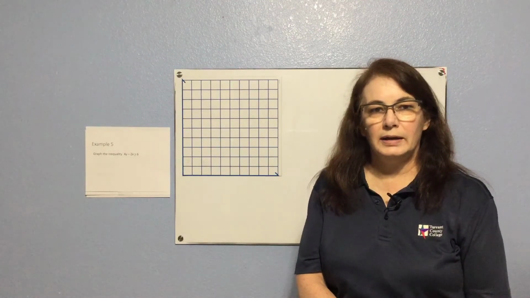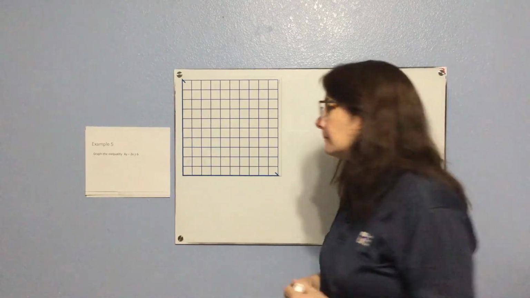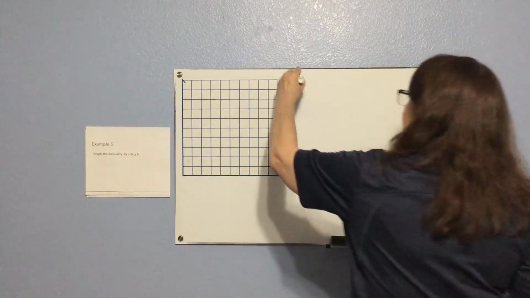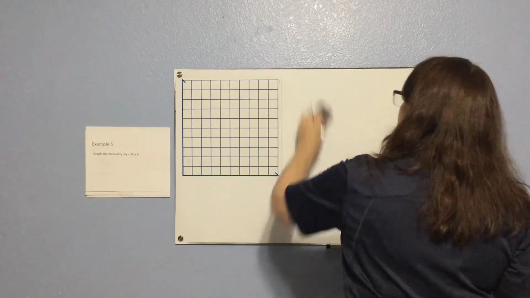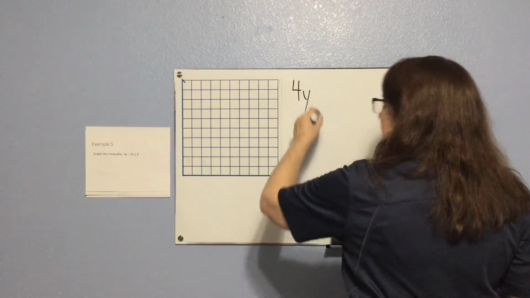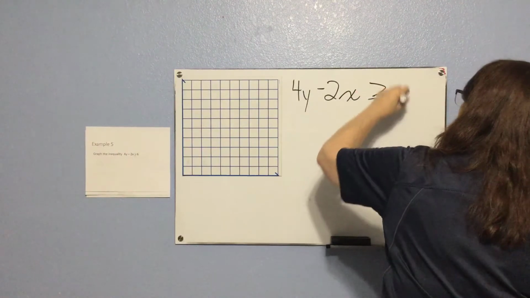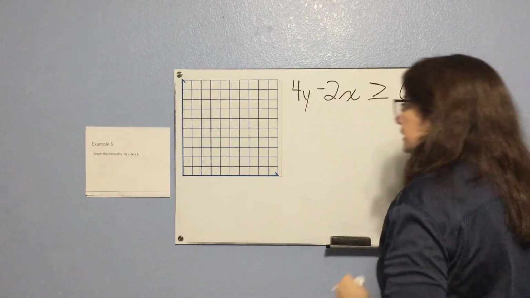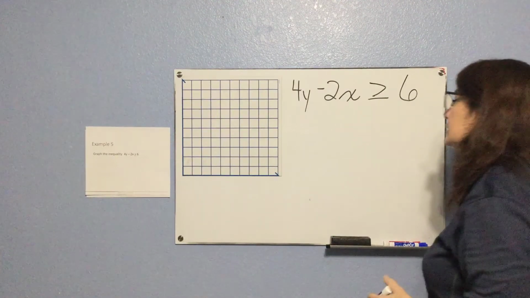In this example, I'm going to show you an alternative way to graph your line and to decide which side of the line should be shaded. We're going to start with 4y minus 2x greater than or equal to 6. And this method is called graphing by intercepts.